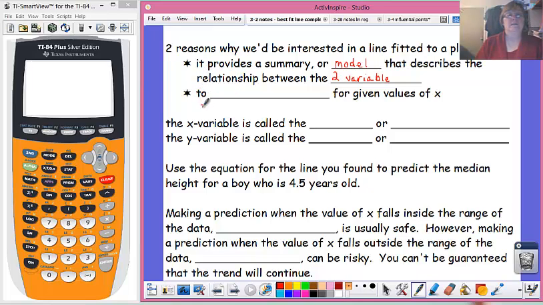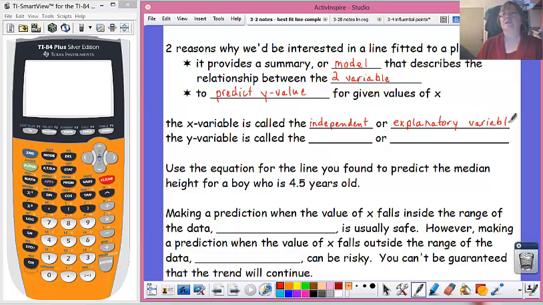That brings us to the second big reason why we would be interested in fitting a plot to a line. Once we have that model, we can use it, folks, to predict values of y for given values of x. The x variable is called the independent variable. You'll remember that from your algebra classes. Independent, or here's a more statistical definition of that, explanatory variable.